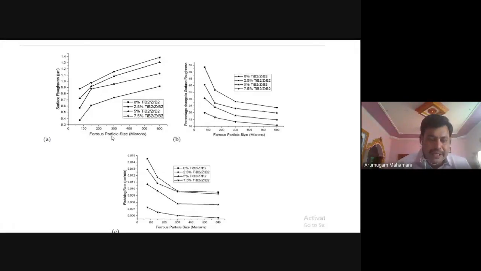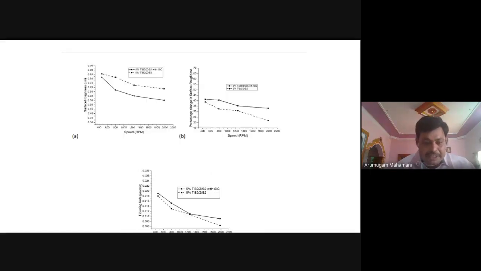Then again, we are filtering the ferrous particles into different sizes, 100, 150 like that. There, if you are increasing particle size, surface roughness is increasing. Then for percentage of change in surface roughness, if you are increasing the particle size, it is coming down. Again, the finishing rate also is in a decreasing trend if you are increasing the ferrous particle size.